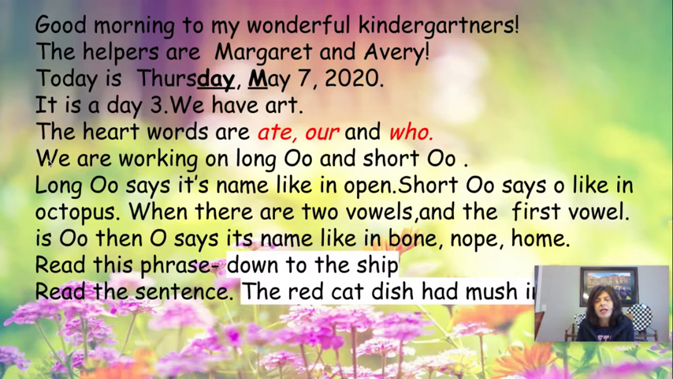Okay, remember we were working on long and short O. Long O says its name like an open, and short O says like an octopus. When there are two vowels, and the first vowel is O, and E's at the end, then O says its name like in bone, nope, and home. Okay, so remember that E at the end is bossy and says, hey, O, say your name. So he's very bossy and O's name is O. Okay, so remember, it's very bossy.